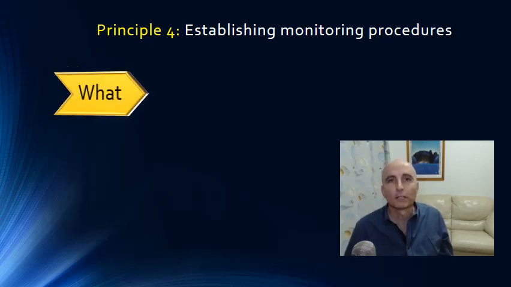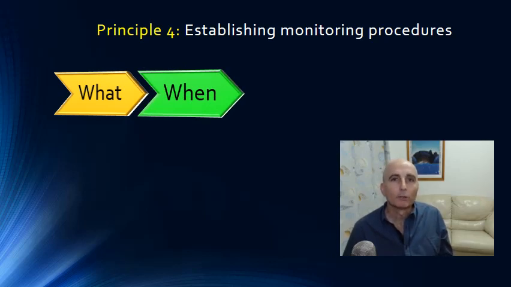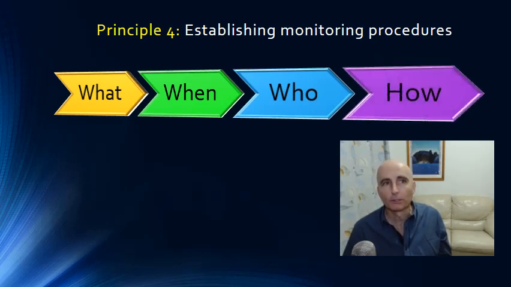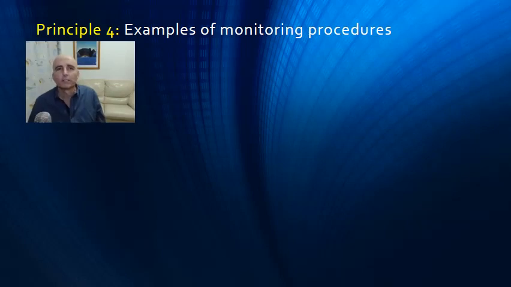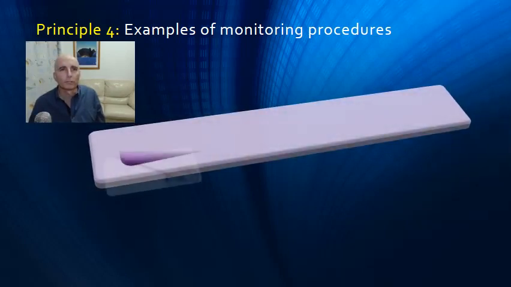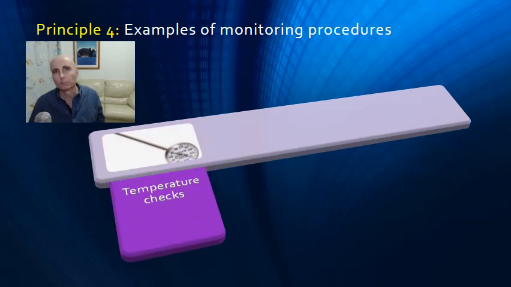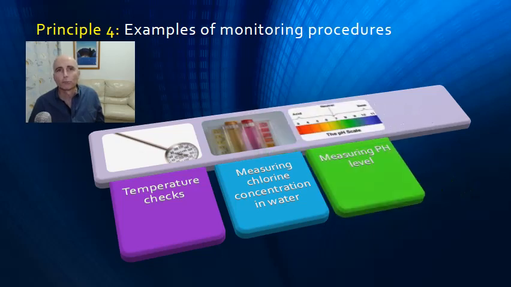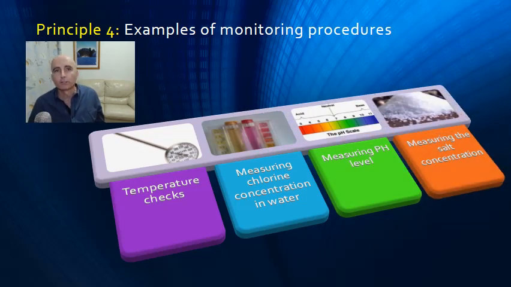First, we're going to look at what is going to be monitored. Then we're going to look at when the monitoring will occur, who's going to perform the monitoring, and finally, how it will be monitored. To give you a better idea, I'm going to give you some examples of monitoring procedures. The first, which we use mostly in restaurants, is temperature checks. In some labs, they'll measure the chlorine concentration in water, or the pH level, and finally the salt concentration in the food.